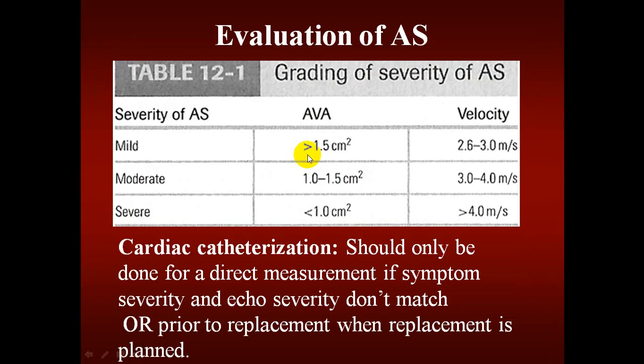So, grading of severity: mild, moderate, severe. Area, as we said, less than 1 square centimeter is severe, while between 1 and 1.5 is moderate, and velocity, as we said. Cardiac catheterization should be done for a direct measurement if symptom severity and echo severity don't match, or prior to replacement to quantify severity. If there is coronary heart disease, do catheterization, or prior to the surgery.